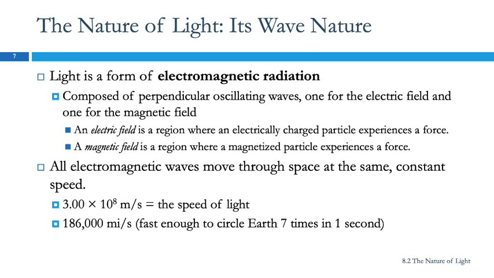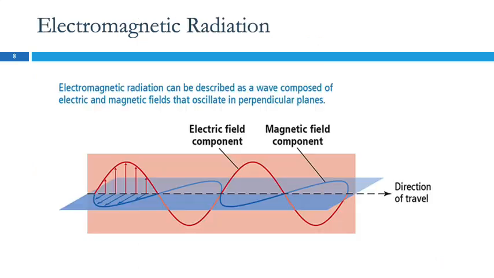All electromagnetic waves move through space at the same speed, and that speed is constant, and it's called the speed of light. So the speed of light is 3.00 times 10 to the 8th meters per second. You do not need to memorize that. You don't need to memorize this one either. But just to give you an idea how fast that is, 186,000 miles per second. That's fast enough to circle the Earth 7 times in 1 second. That's like really, really fast, right? That's how fast light travels.